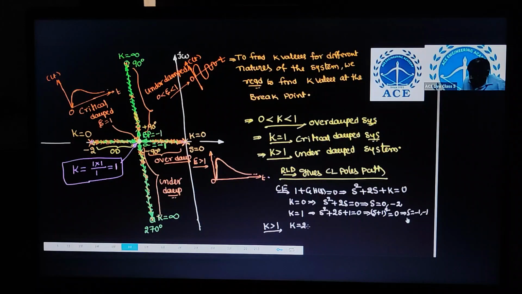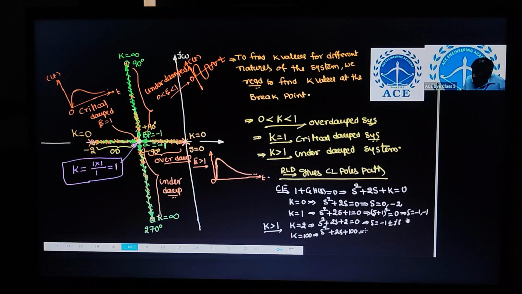Now take K greater than 1. If I take K greater than 1, for example 2, what should be the poles? K greater than 1 means the system is underdamped. The poles should be complex conjugate, where the real part is minus 1 and the imaginary part may be any value. For example, K equal to 2, what is the characteristic equation? s square plus 2s plus 2 equal to 0. What are the poles? Minus 1 plus or minus j1, complex conjugate. Complex conjugate means underdamped. Even if you take K equal to 100, it is underdamped only.